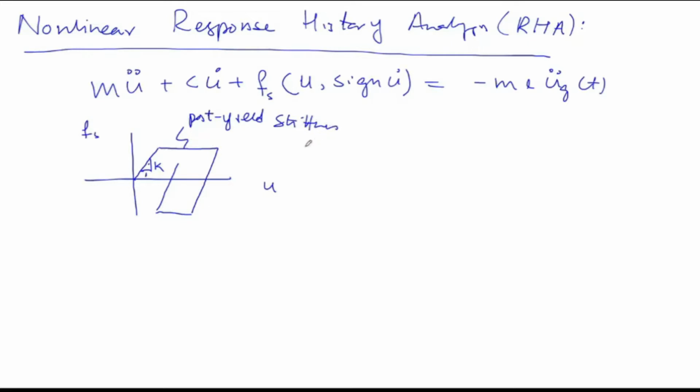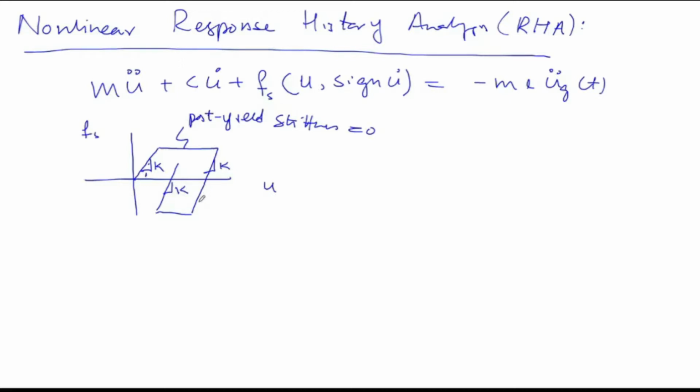In case of the elastoplastic, the EPP, the post yield stiffness is equal to 0. Okay, because we assume that it is elastic perfectly plastic or elastoplastic. And this stiffness is also equal to K.